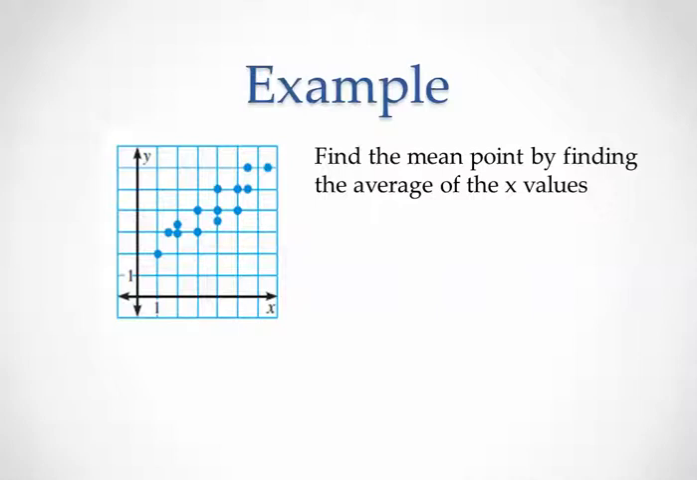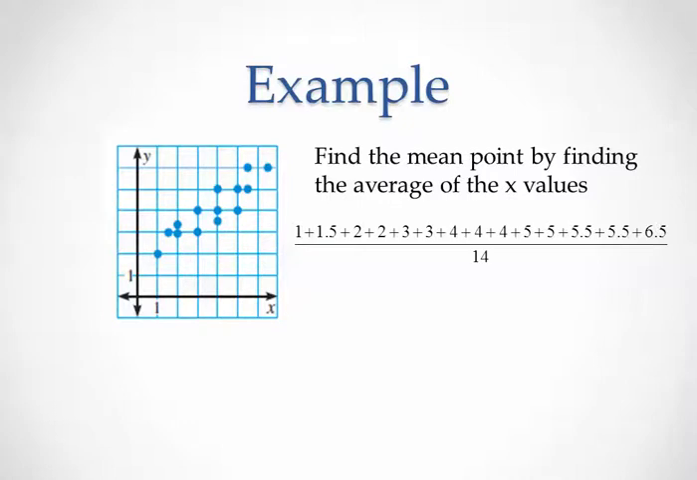So the first thing we need to do is find the mean point. So we're going to average the X values. Now, since this isn't labeled, we're going to have to do some detective work here. We're looking at the X values, and that's these numbers on this line. Our first X value would be 1. Then we have an X value at 1.5. We have two X values at 2, so we'd write down 2 twice. 2 at 3, 3 at 4, 2 at 5, 2 at 5.5, and 1 at 6.5. So if we write that down, it would look like this, okay?